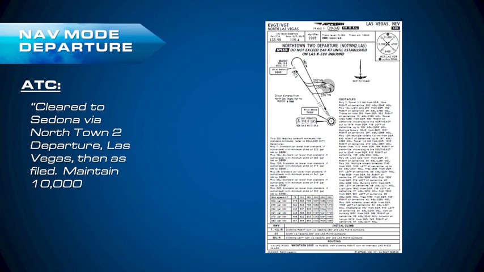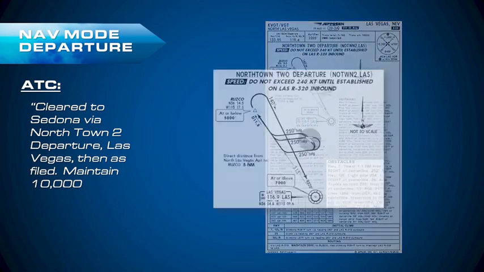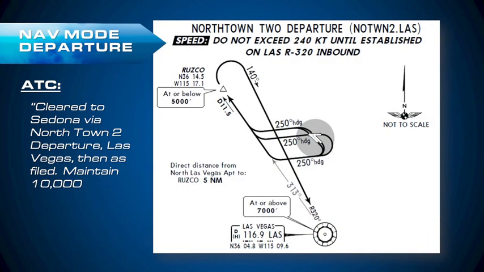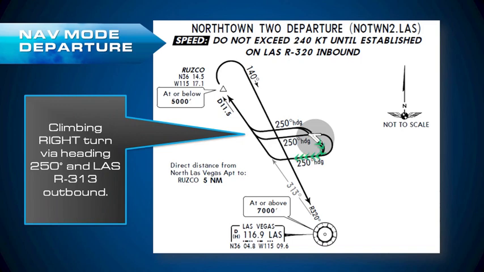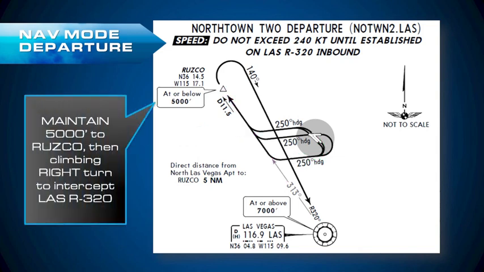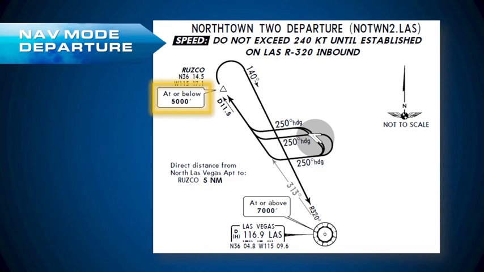So we get a clearance from North Las Vegas to Sedona via the Northtown 2 departure, Las Vegas, then as filed, maintain 10,000. Let's zoom in and break down the procedure with a departure off runways 12 left and right. It calls for a climbing right-hand turn via heading 250 and the Las Vegas radial 313 outbound. Maintain 5,000 to Rusco, and then a climbing right turn to intercept the Las Vegas radial 320. Because there's a crossing restriction at Rusco, we're going to set our altitude bug to 5,000 feet.